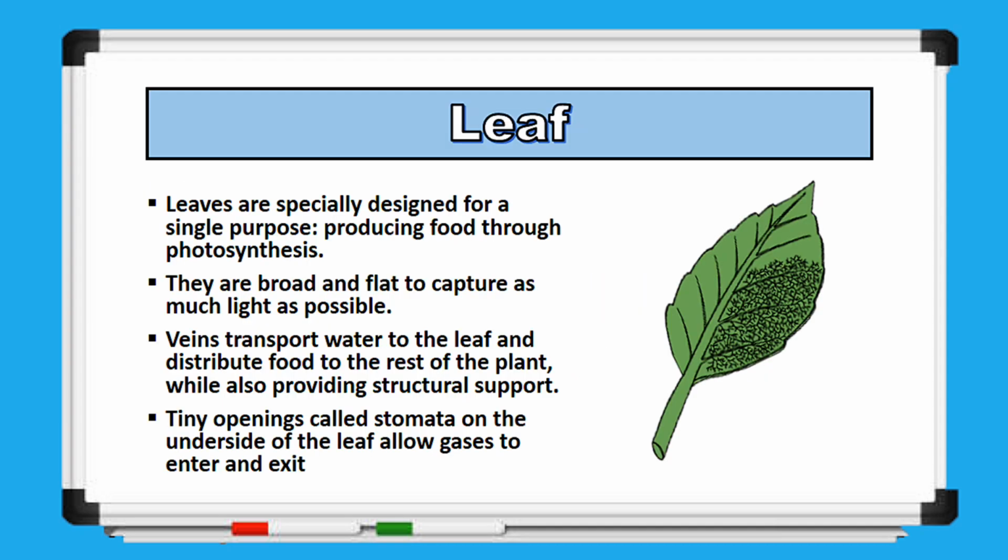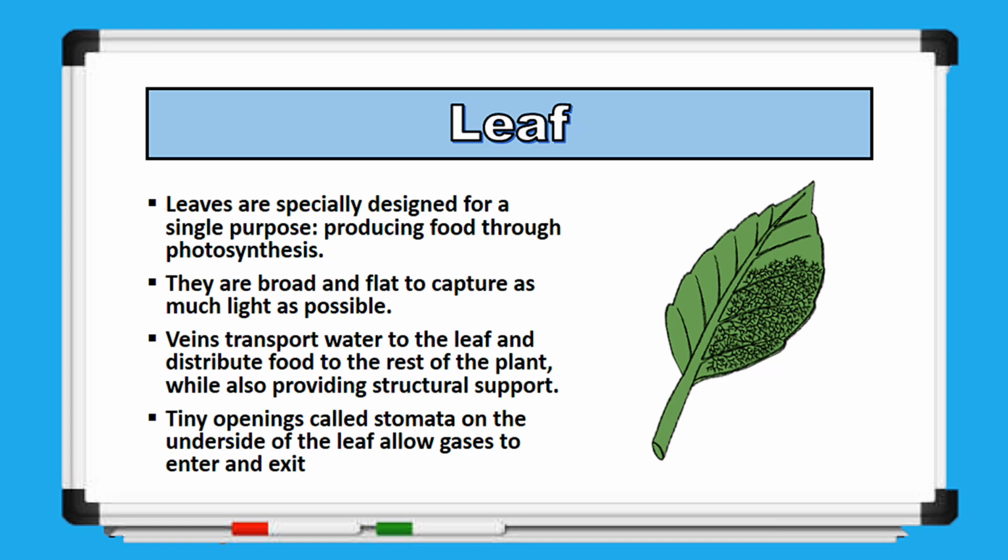So, leaves play a vital role in photosynthesis, which is the process plants use to make their own food. They are specifically adapted for this purpose in several ways. First, their broad and flat shape increases the surface area, allowing them to absorb as much sunlight as possible, which is essential for photosynthesis.